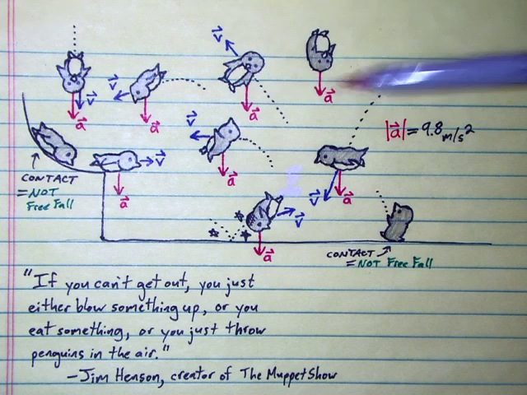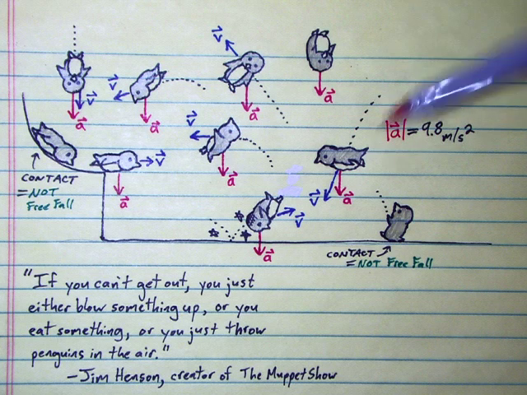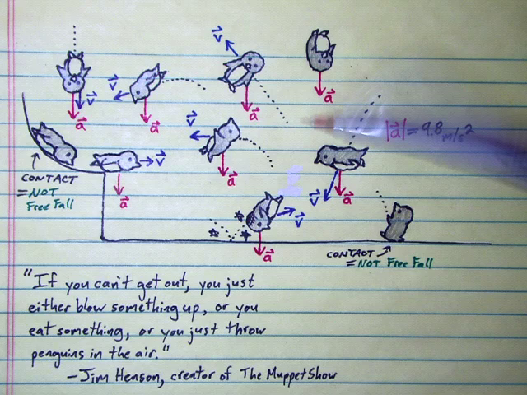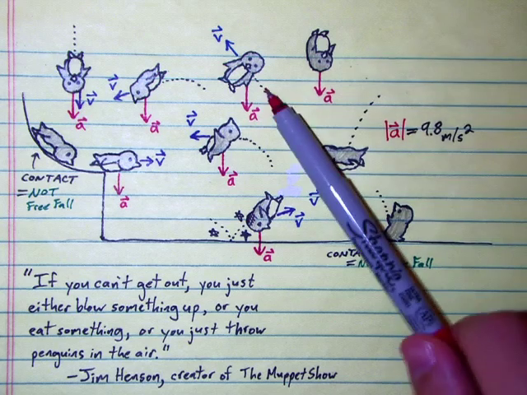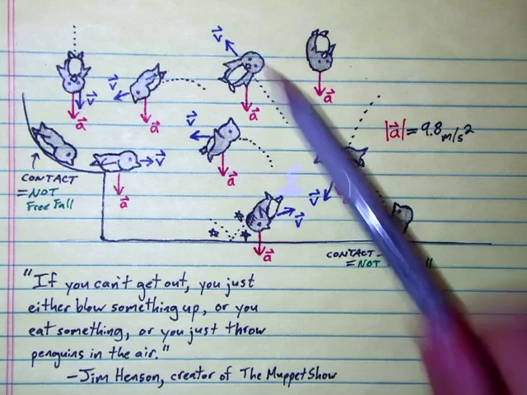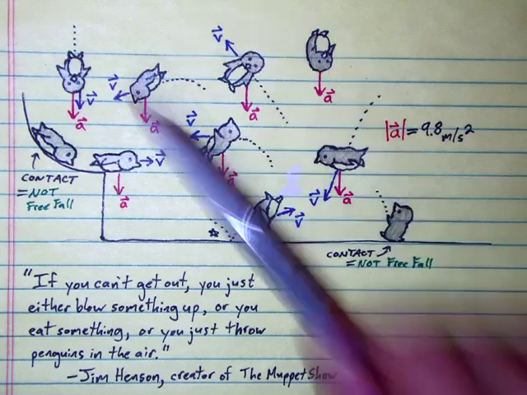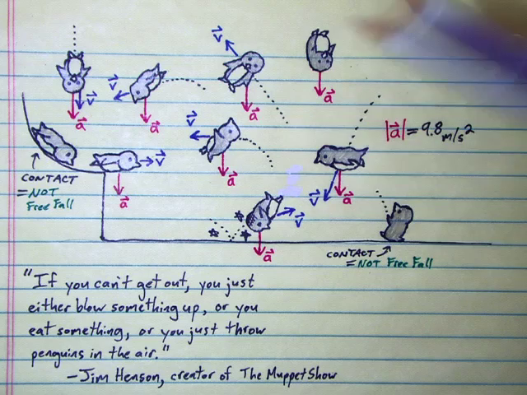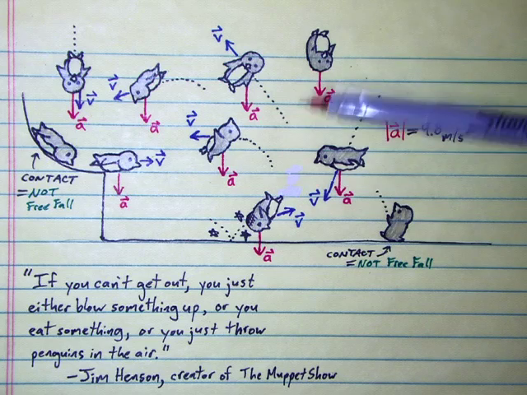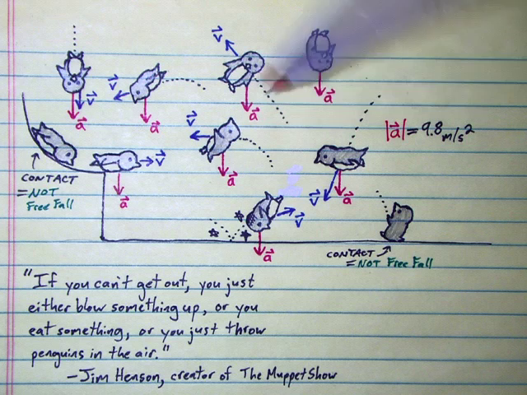So the word free fall sort of implies that something is falling downwards, but by our definition, even though this one is moving upwards, it is in free fall because it's not in contact with anything, it's not being influenced by the air, it doesn't have a thrust to it, and the only thing acting is gravity.